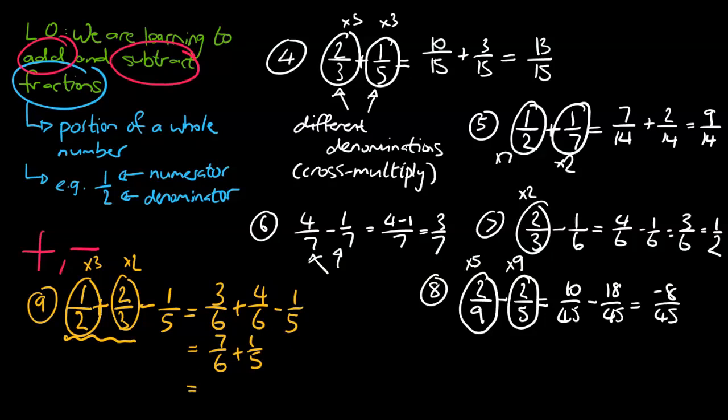So 7 times 5 is 35, 6 times 5 is 30. I'm then going to do 1 times 6, which is the 6, and then the 5 times the 6, which is 30. And when we combine that together, that's going to get us to 41 over 30. And that there would be the final answer for that simplified fraction.